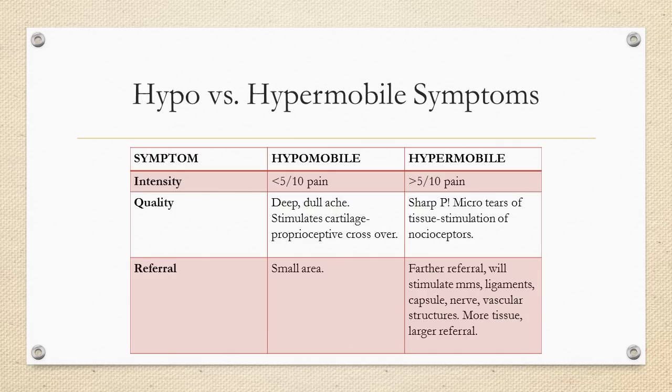With hypermobile symptoms, it's typically that higher level of pain, greater than 5 out of 10. It's usually more sharp in nature, and that's because we've got micro tearing of tissue, and this stimulates the nociceptors. You typically will get a farther referral pattern, and this will stimulate muscles and ligaments and capsule, nerve, vascular, everything. So the more tissue that's involved, the larger referral pattern you get.